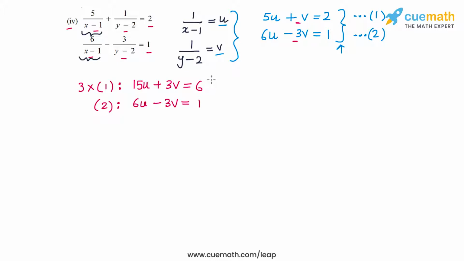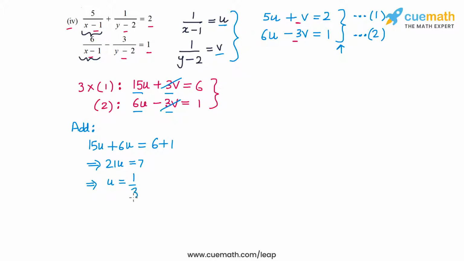And now all we need to do is to add these two equations, because that will eliminate the v terms. So let's add the two equations. So what will we get? On the LHS we'll get 15u plus 6u, and the v terms will cancel out, and on the RHS we will get 6 plus 1, and this means that 21u is equal to 7 or u is equal to 7 by 21 or 1 by 3.